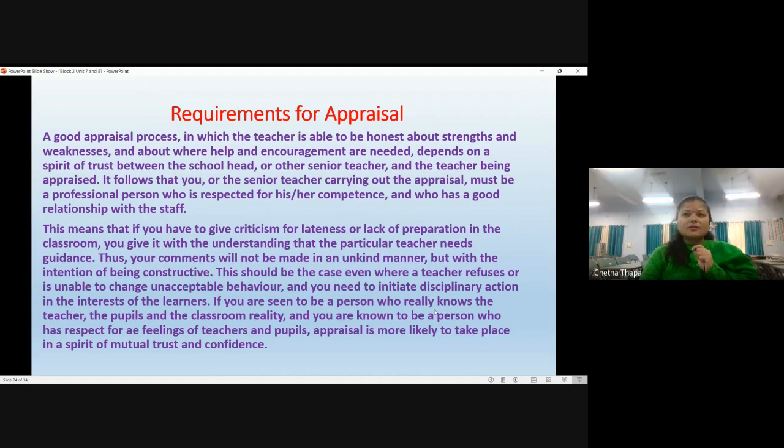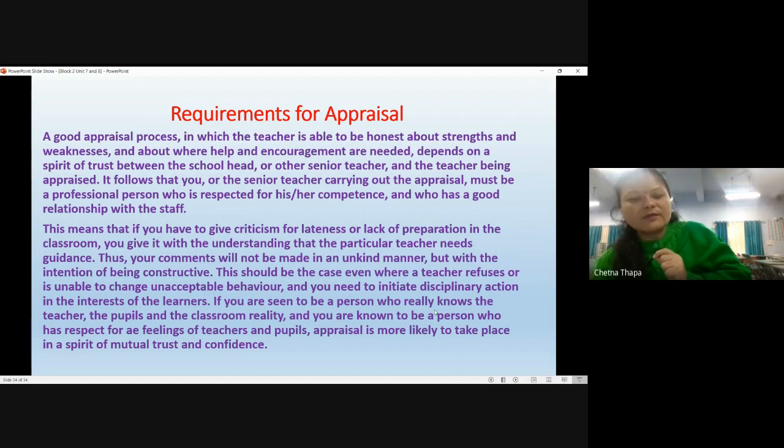If he is not accepting your suggestions, if he is repeatedly doing the same task again and again, doing the misconduct again and again, then you have to initiate a disciplinary action, in the interest of the learners also. So if you are seen to be a person who really knows the teacher, the pupils, the classroom reality, and you have respect for the feelings of teacher and pupils, then this appraisal always takes place in a spirit of mutual trust and confidence.